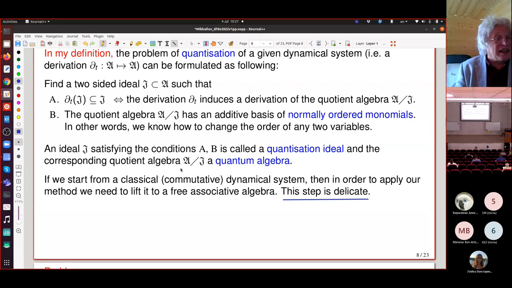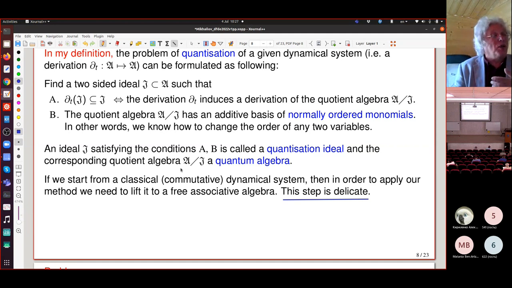This step is delicate, but there is a very good guidance to this step. Usually the dynamical systems which we study are commutative. We have some properties like symmetries, the properties we cherish, and want to keep in the quantum world as well. For instance, some discrete symmetries, continuous symmetries, or integrability, which can also be expressed in terms of symmetries.